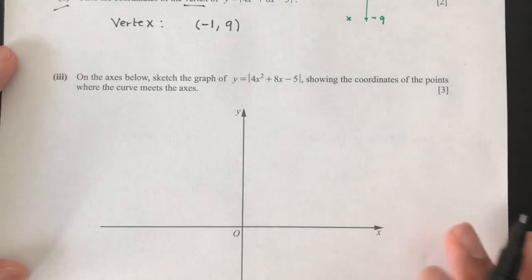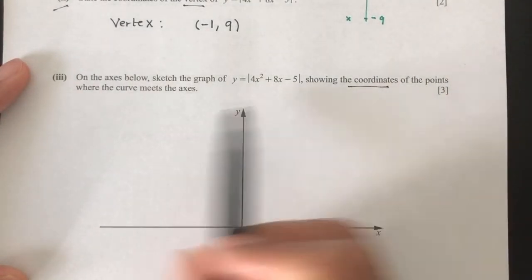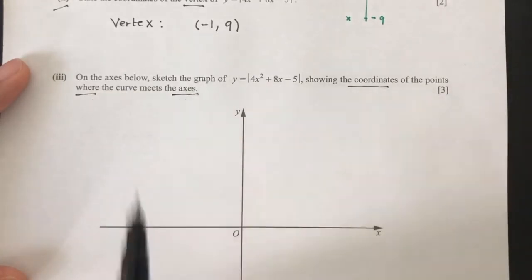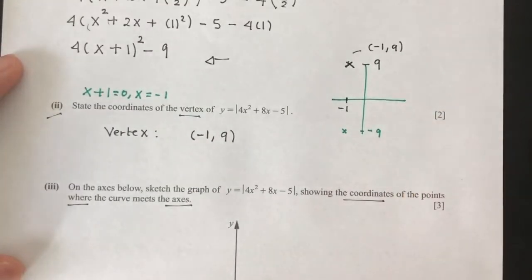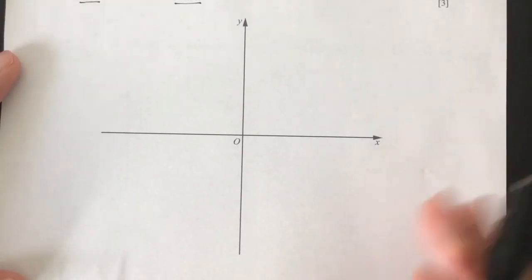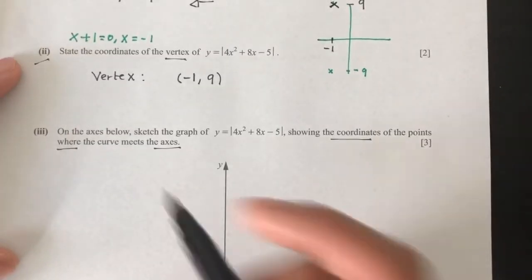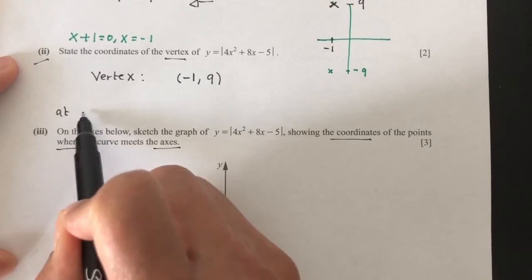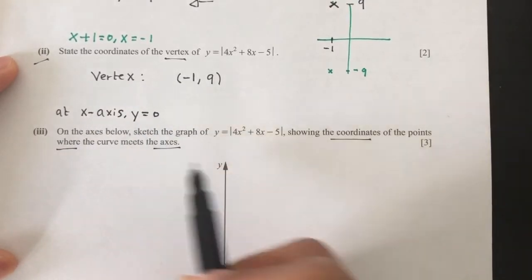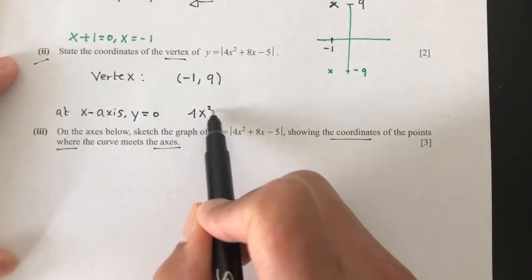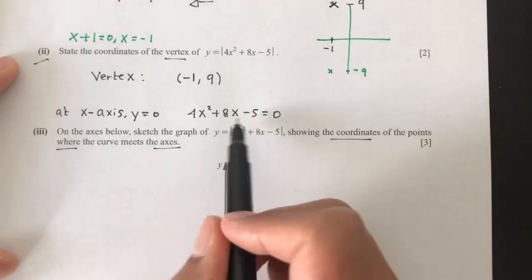Now for part 3, on the axis below, sketch the graph of this, showing the coordinates of the point where the curve meets the axis. Okay, so pretty easy. Same steps I have shown you right here. So let's do that. First we have to see where it meets the x or the y-axis. Now let me write this down over here. So at the x-axis, we know the value of y is 0. So let's solve this. We will have 4x squared plus 8x minus 5 equal to 0. Now we have to factorize this.